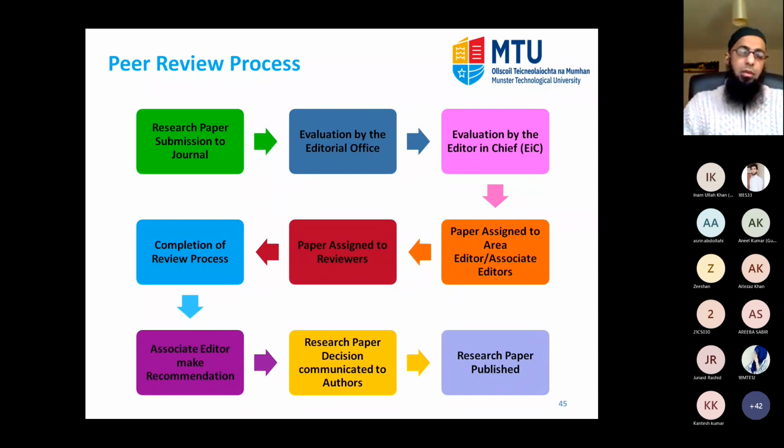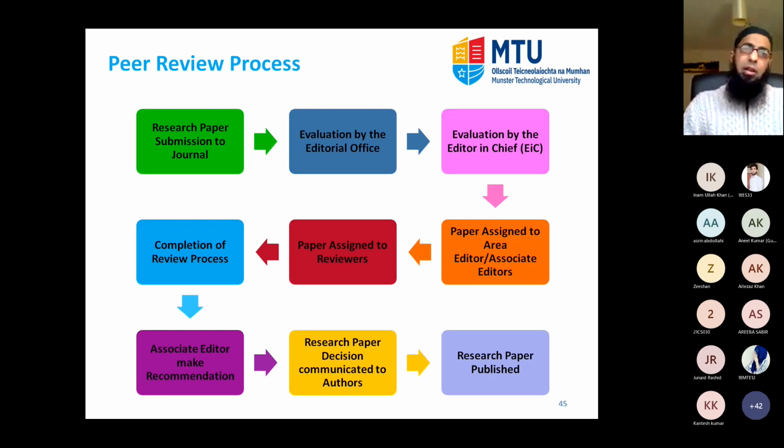Then the associate editor receives all the review reports. The associate editor will read all the review reports in detail and analyze the comments by the reviewers, and he or she will look at the contribution of the article once again. Then the associate editor will make a decision and communicate that decision to the authors via the editor-in-chief or directly. It depends upon the journal.